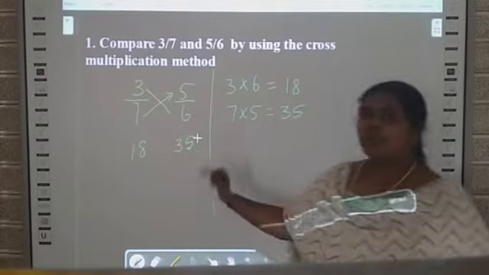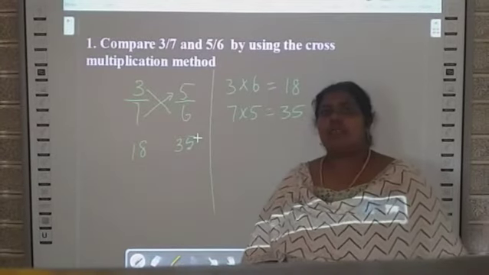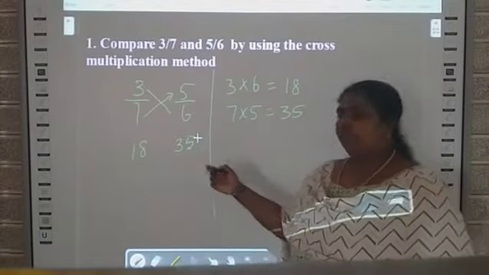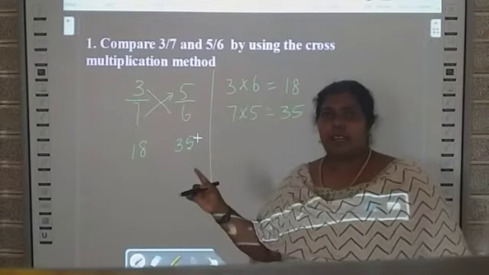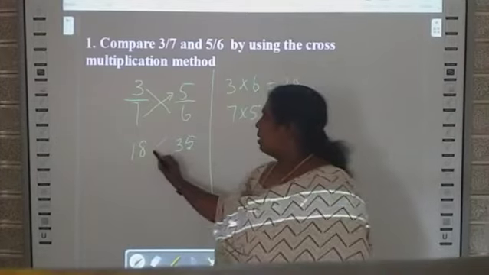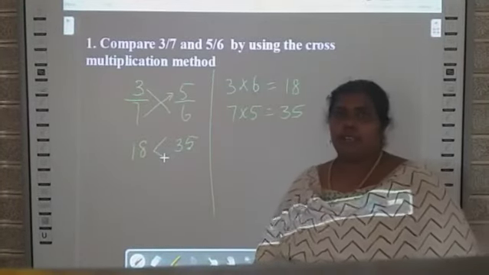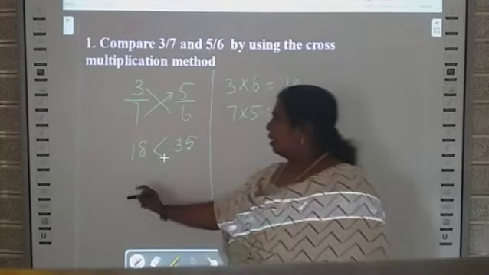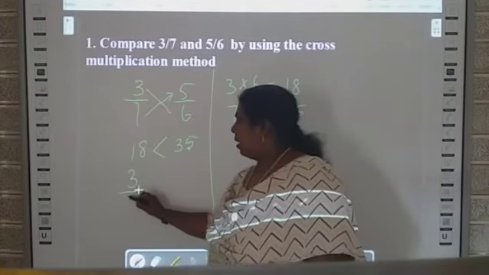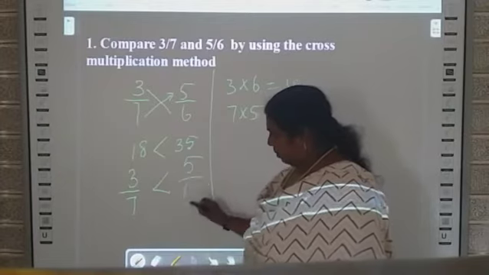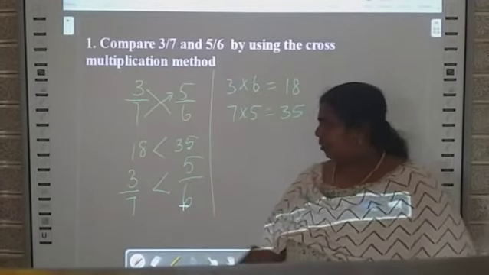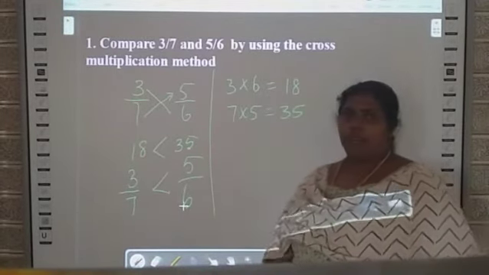Now you compare these two numbers, 18 and 35. Which is the greatest value? 35 is the greatest value. So which symbol do we use? Less than or greater than? Less than. 18 is less than 35, right? So you have to write the fraction 3 by 7 is less than 5 by 6. Right?